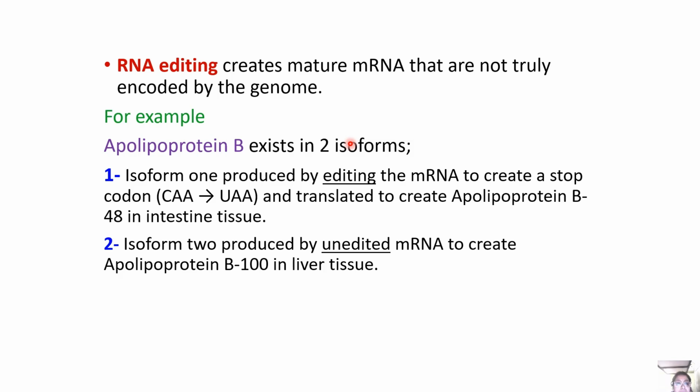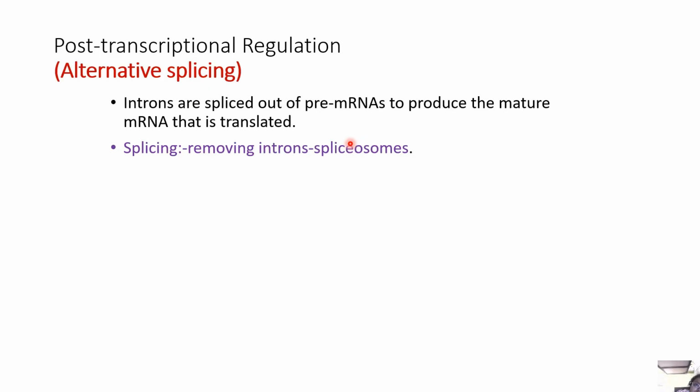For example, apolipoprotein B exists in two isoforms. Isoform 1 is produced by editing the mRNA to create a stop codon and is translated to create apolipoprotein B48 in intestinal tissue. Isoform 2 is produced by the unedited mRNA to create apolipoprotein B100 in liver tissue.